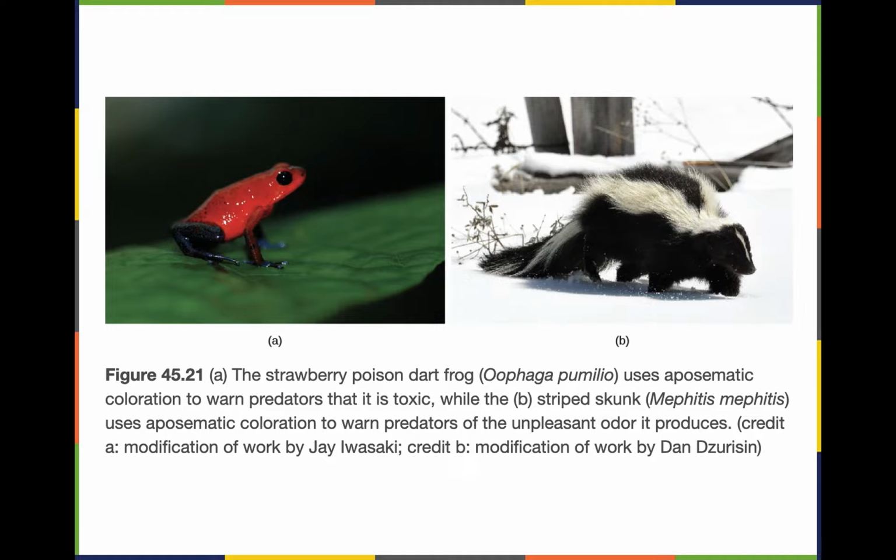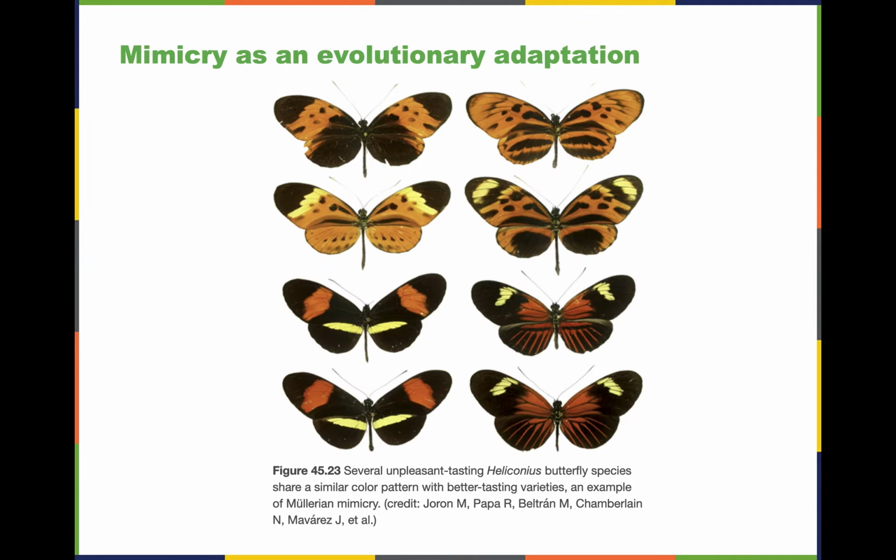Then we have the strawberry poison dart frog, which has a really bright red color, which is basically a flag telling the predators, hey, be careful, I've got poison, you're going to die if you eat me. And then the stripe on the back of the skunk is another coloration pattern that warns the predators that if you get close, I'll spray you with a bad odor.